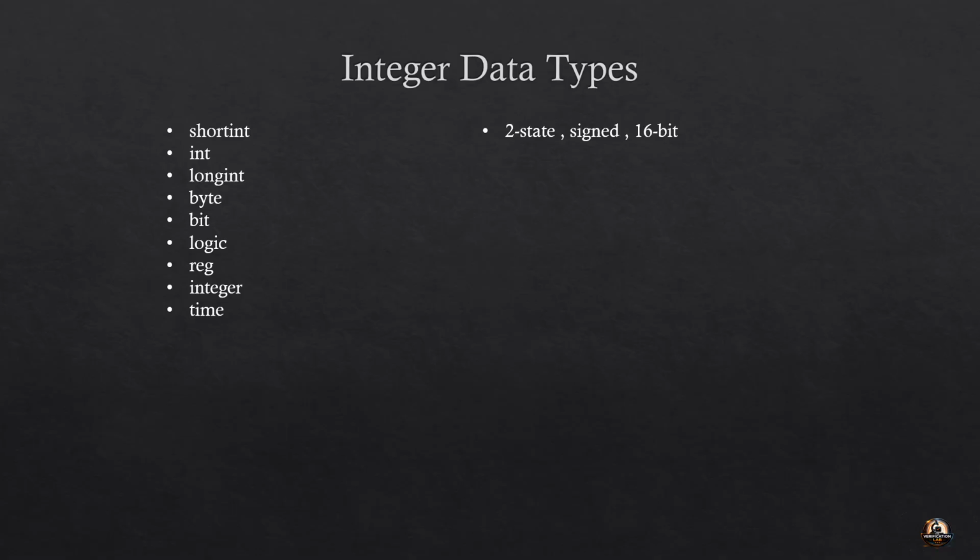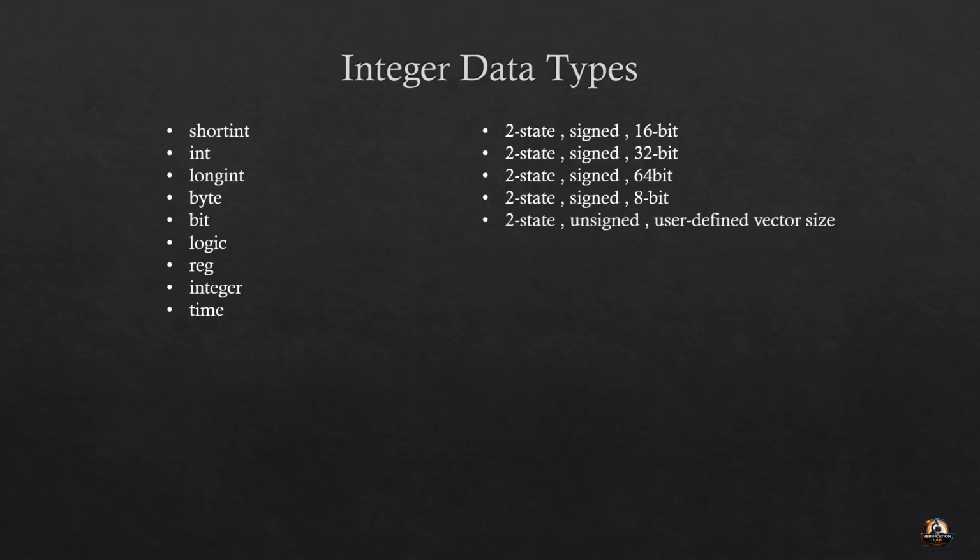So shortint is a two state. Two state means we can store 0 or 1. Signed, it can store positive as well as negative values, and 16-bit, that is, it is fixed. We cannot change the bit width. So it is 16-bit. Similarly, we have int, only difference is 32-bit. Similarly, we have longint, only difference is 64-bit. Then we have byte. So byte is 8-bit.